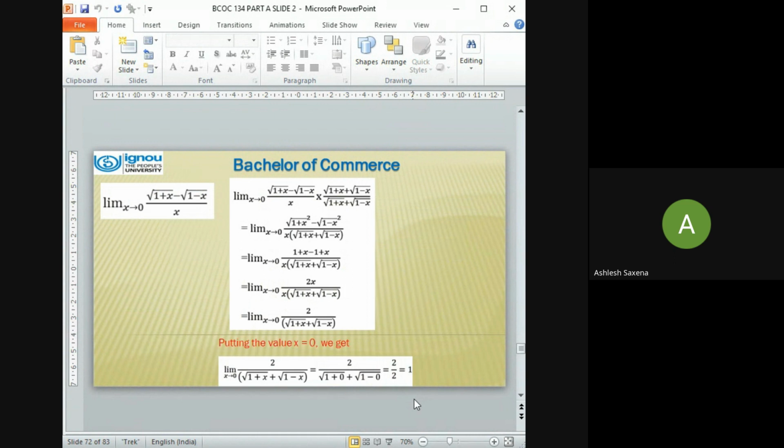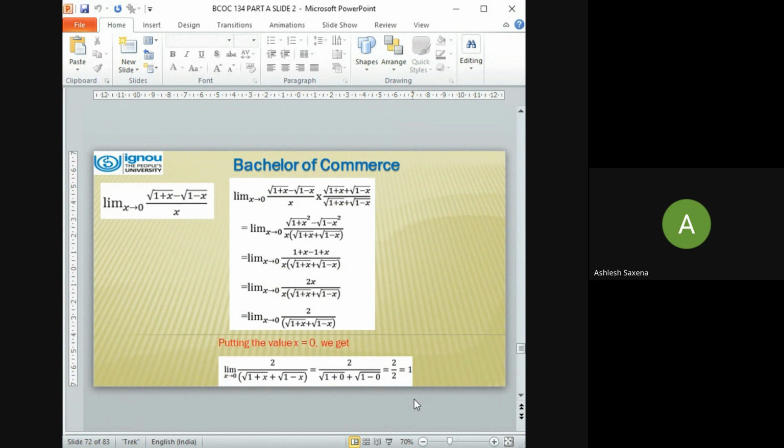Now we will see another problem. This is limit x tends to 0 under root 1 plus x minus under root 1 minus x upon x. Straight away put the value of x equal to 0. When you are putting x equal to 0, it becomes under root 1 minus under root 1 upon 0. That is 1 minus 1 upon 0. 0 by 0 is here. The problem is that we have again got 0. We will eliminate this problem.